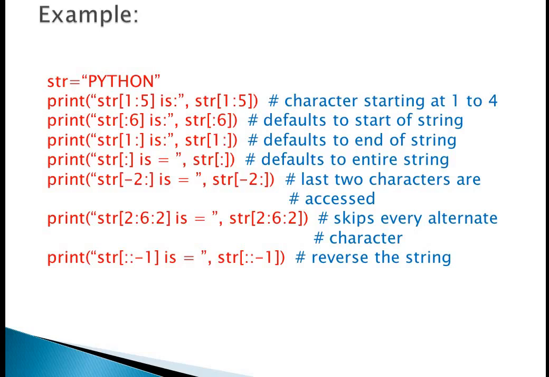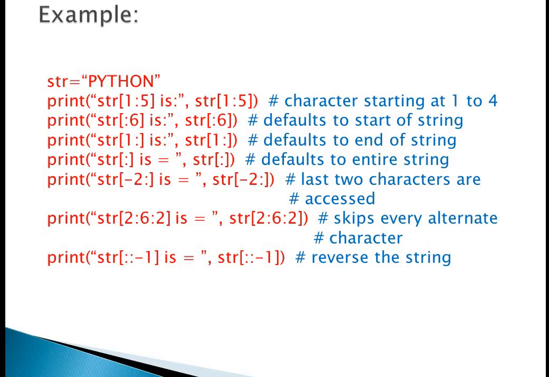Next print statement, str1[:6]. So start index is not mentioned here. In this case, it defaults to the beginning of the string. That is, the substring will start from index 0.